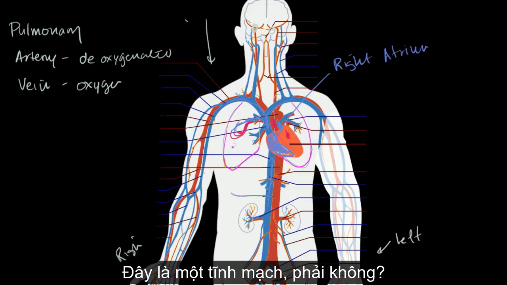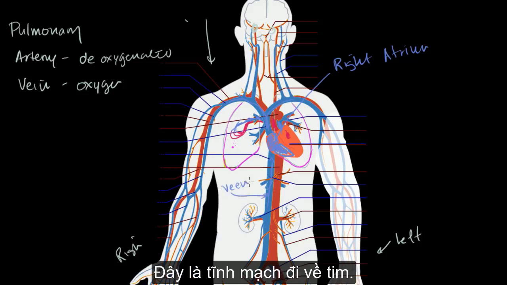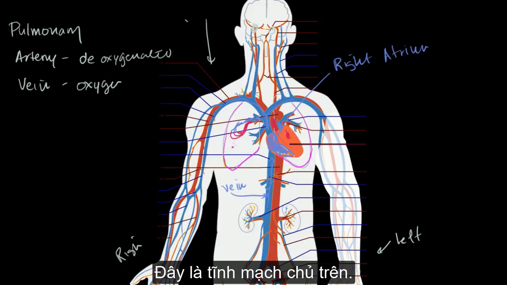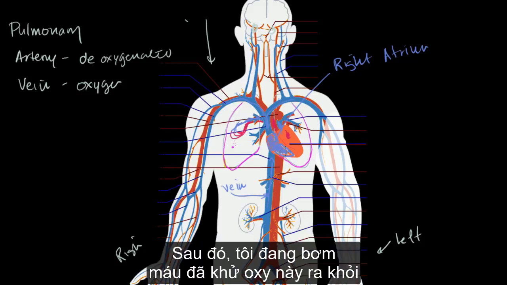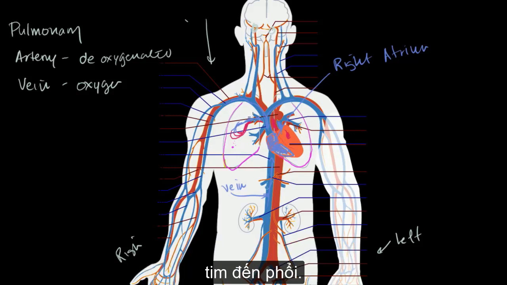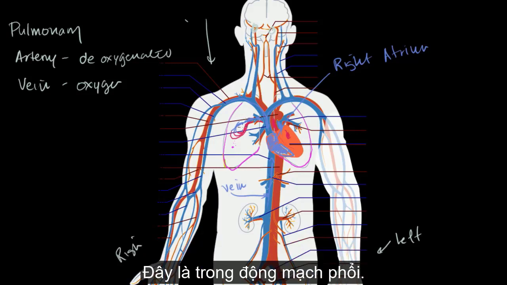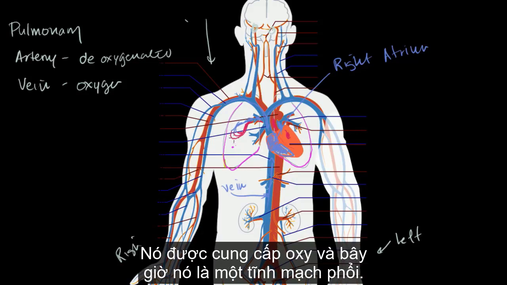This was a vein, right? This is a vein going to the heart. Inferior vena cava, vein. This is superior vena cava. These are veins. They're deoxygenated. Then I'm pumping this deoxygenated blood away from the heart to the lungs. Now this deoxygenated blood, this is in an artery, right? This is a pulmonary artery. Then it gets oxygenated. Now it's a pulmonary vein.